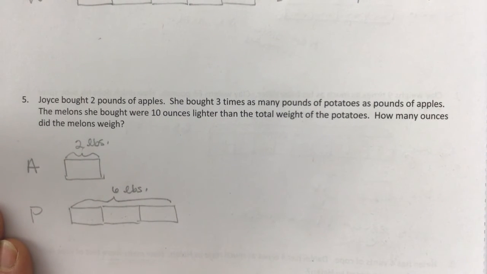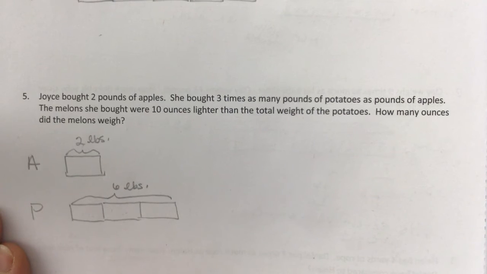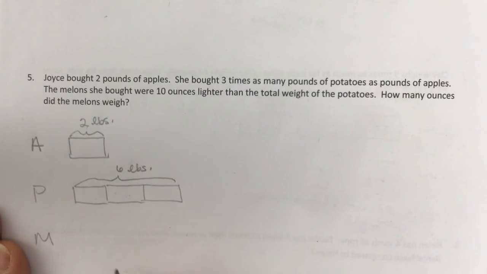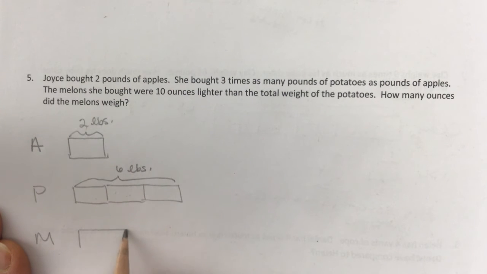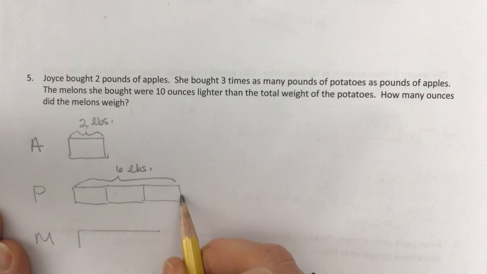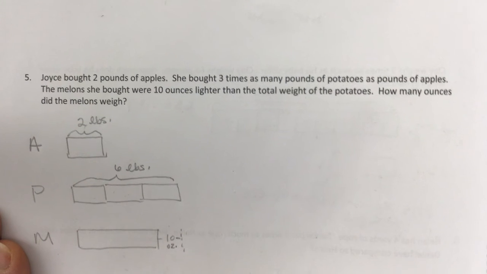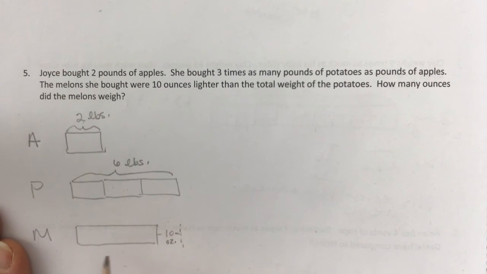Okay, then it says that the melons she bought were 10 ounces lighter. So the melons tape diagram is shorter than the potatoes tape diagram by 10 ounces. They're 10 ounces lighter. So I want to know, how many ounces did the melon weigh?